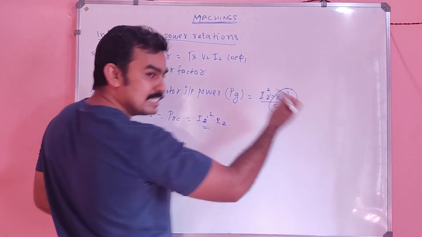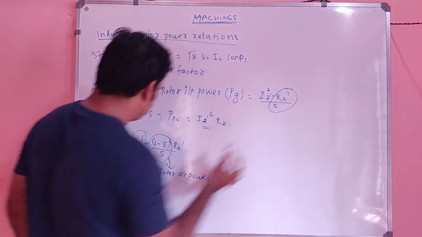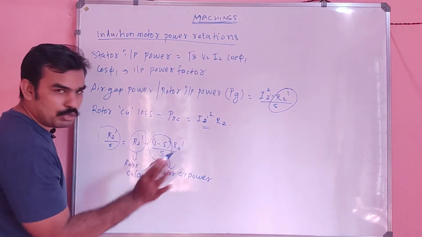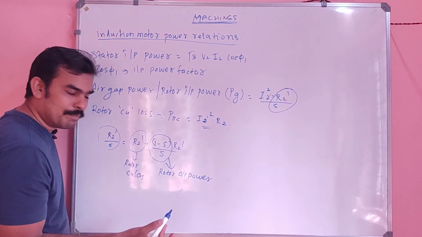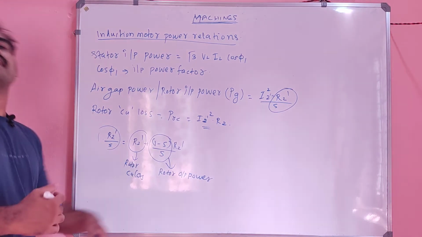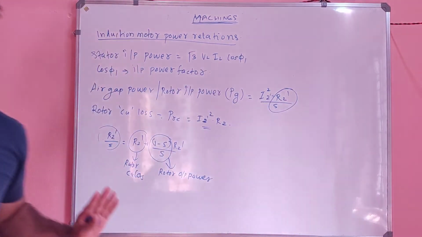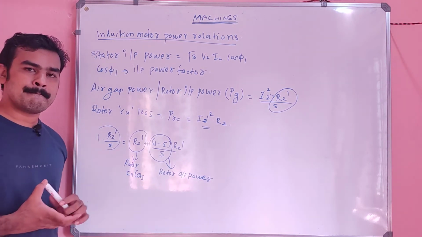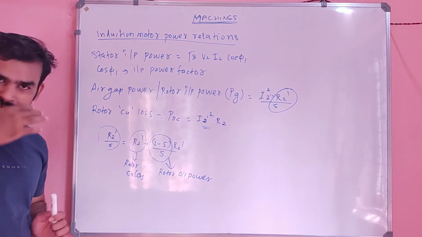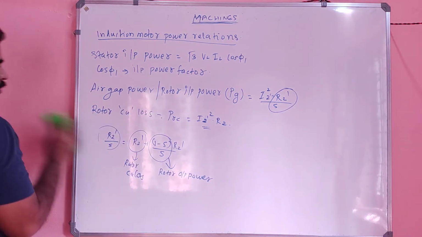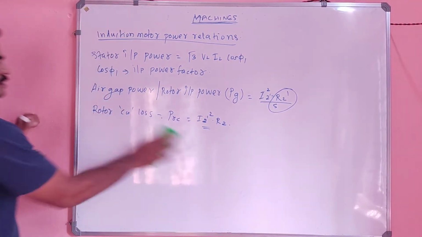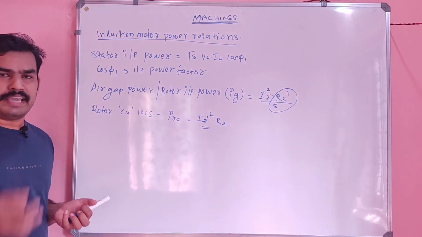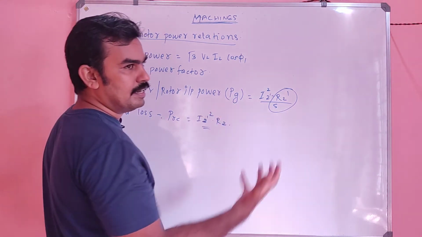Think in reverse manner. R2 dash by S can be split as R2 dash plus (1 minus S) by S into R2 dash. This is responsible for copper loss, and the remaining term is responsible for the remaining stages of power in the power flow diagram. Is it clear, my dears? You can simply remember this, because that is sufficient; no one will ask you how it came and why it came. I told you for your understanding.